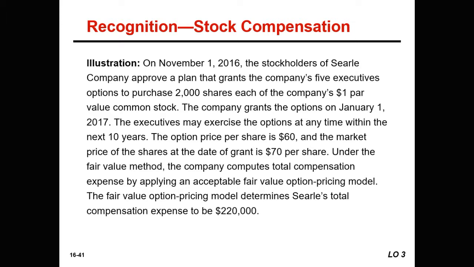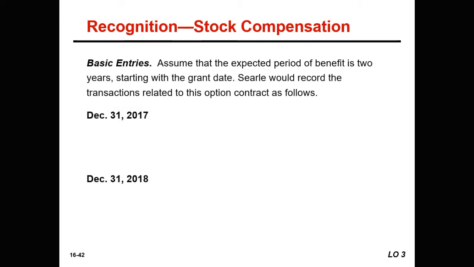So let's look at what some of the basic entries are in regards to this stock compensation plan. We have to make some assumptions that we're going to be given for Searle, because we don't have all of the detail information regarding these options and grants. So we're going to assume the expected period of benefit is 2 years, starting with the grant date. Searle would record the transactions related to this option in this way. On December 31st, 2017, they would recognize compensation expense of $110,000. This is $220,000 divided by 2.